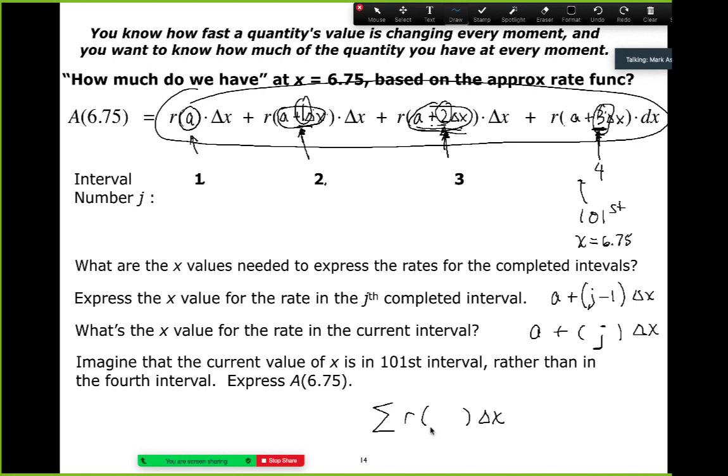And what did we say for the j'th interval? What goes in here for the j'th interval? What's the x value for the left side of the j'th interval? Anybody? a plus j minus 1 times delta x. Right, we already worked that out. It's always one less delta x than the interval that you want: a plus (j minus 1) delta x. And then j is going to start at what and go to what? Start at 1 and end at 101?